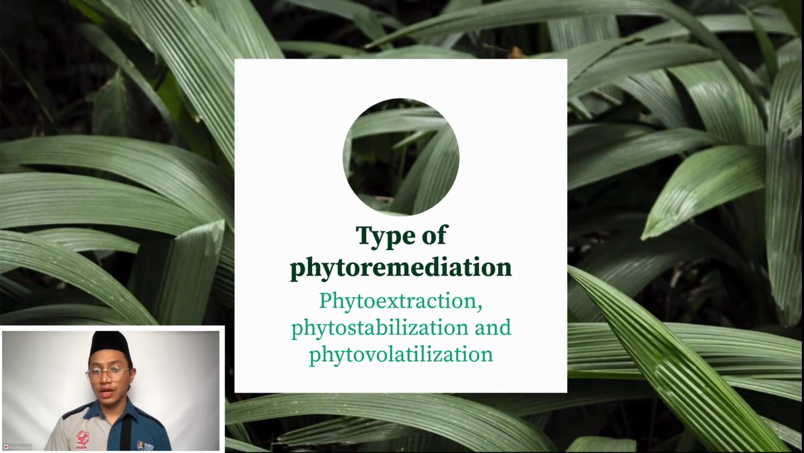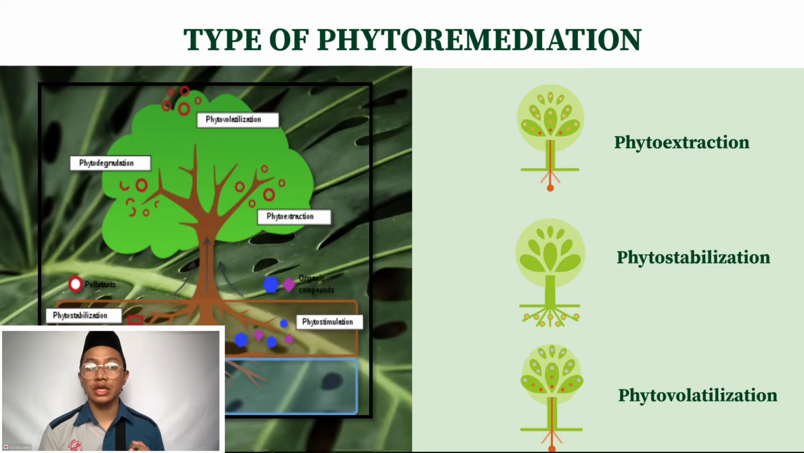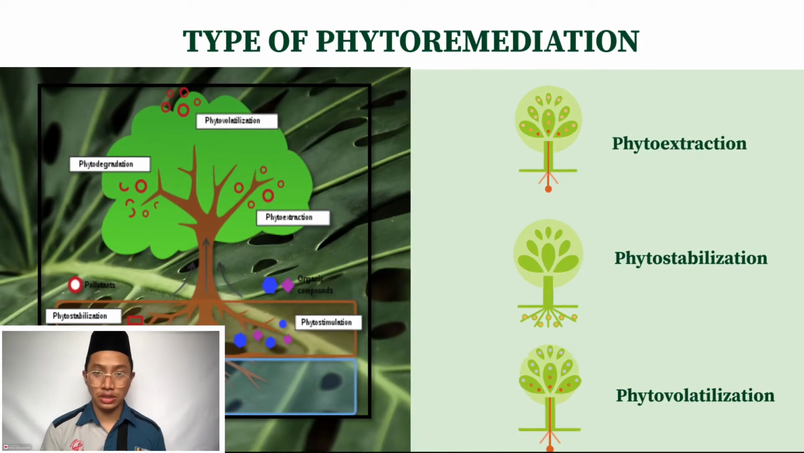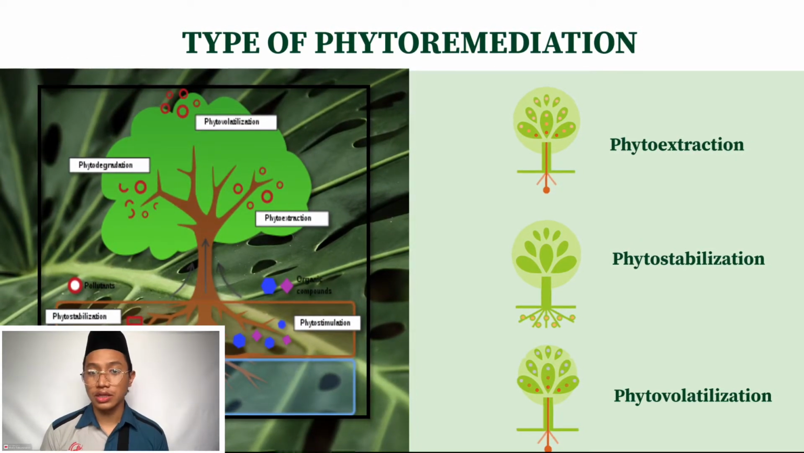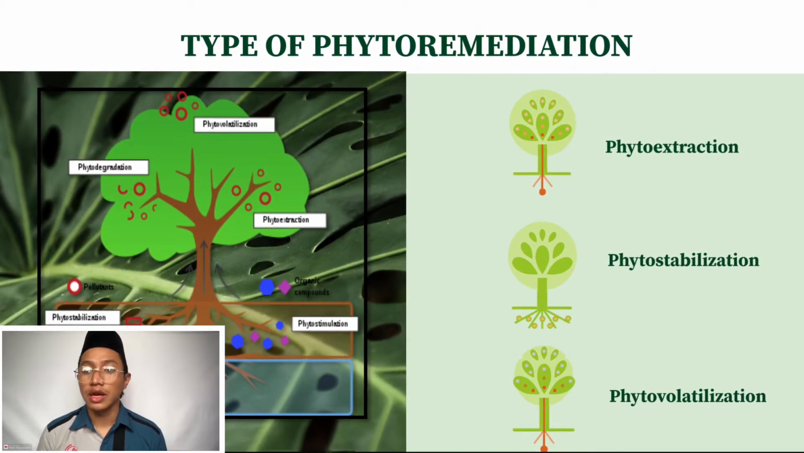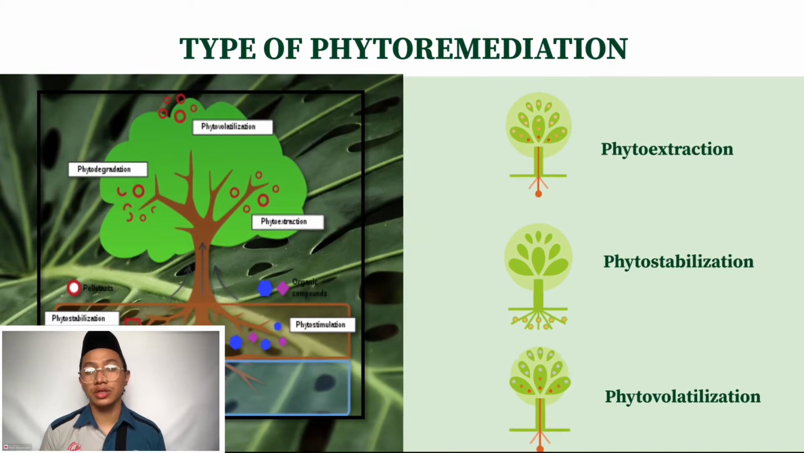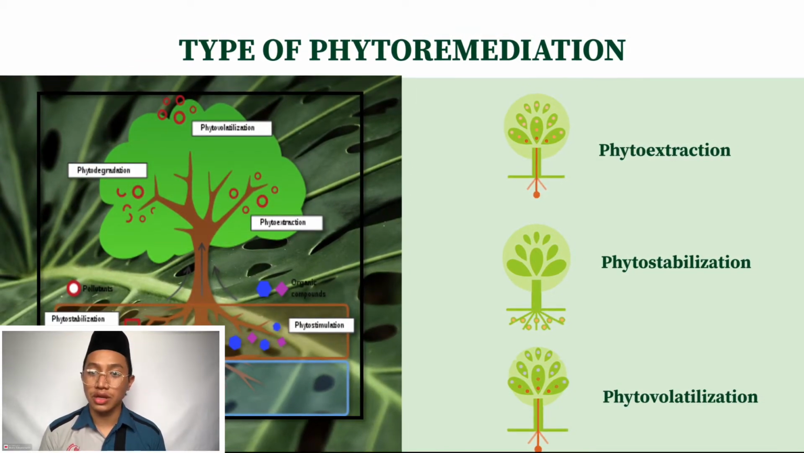There are a few types of phytoremediation, and in this slide we will explain about phytoextraction, phytostabilization, and phytovolatilization. These types of phytoremediation differ in terms of their specific functions, mechanisms, type of plants required, and also their advantages among the other types of phytoremediation processes.